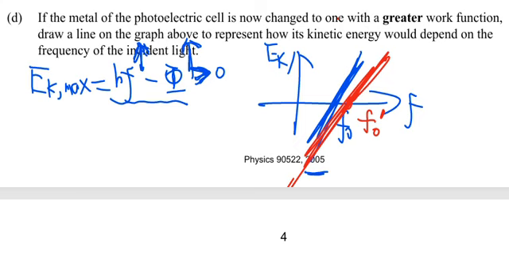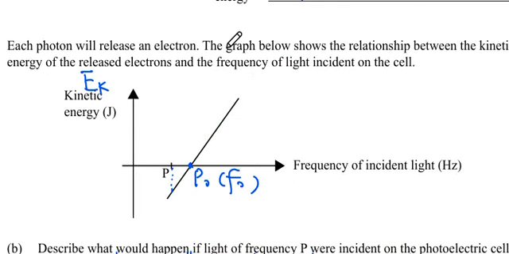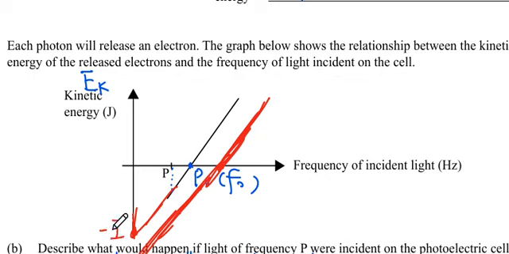So how do we explain it? It asks us to draw a line on the graph above to represent this. So it is going to be something like this. We want to use the red pen. We can draw a line like this. Now this is the negative phi value, and this is going to be the increased phi value, phi apostrophe. Okay.